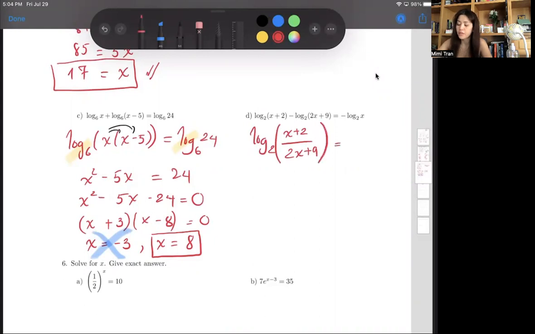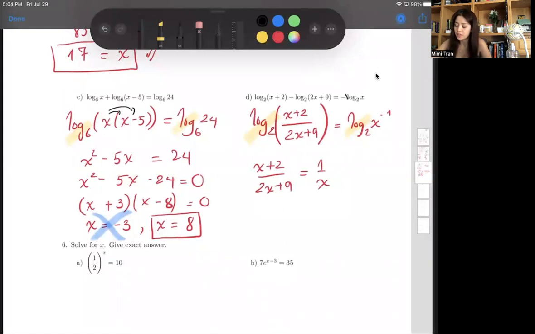On the right-hand side, I'm going to use the power rule. I'm going to move that -1 to the power. So it's going to be log base 2 of x to the -1. Now I can cancel that and that. So I have x plus 2 over 2x plus 9 equal x to the -1, or better yet, 1 over x.